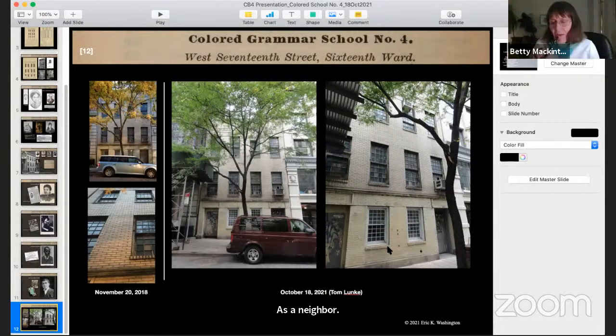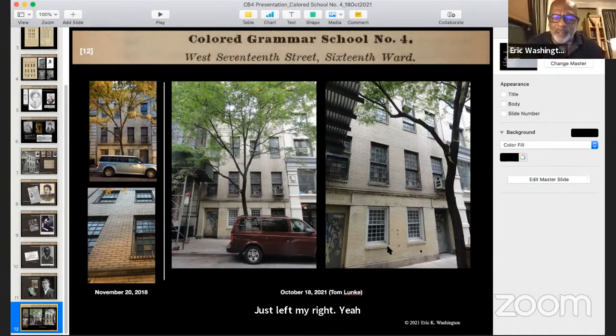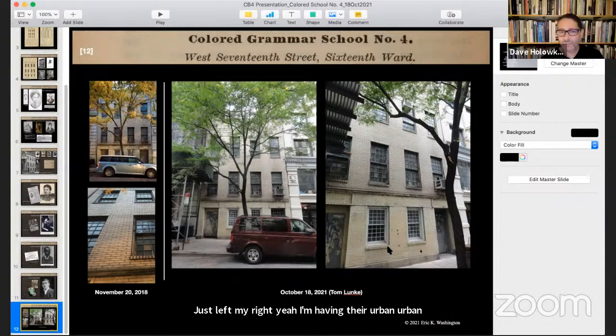Okay, I know what you're talking about, and the name of that museum just left my brain. The Reuben Museum. Reuben, yeah, yes, there we go, thank you. The Reuben. I think it is.